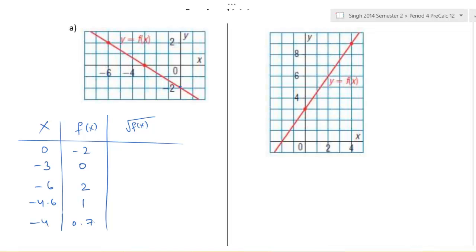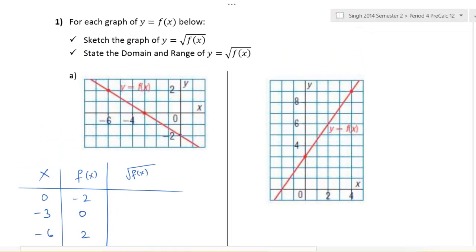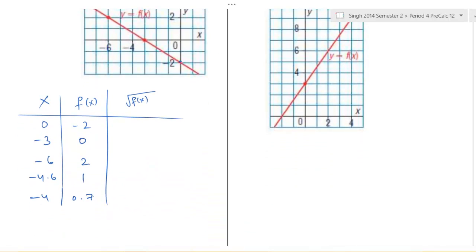What I want to graph now is the corresponding radical function. So I'm going to take f of x and I'm going to take the square root of f of x and see what happens. So using your calculator, you can go ahead and take the square root of f of x, and what you'll realize is this. For the first part, square root of negative 2 is undefined. Square root of 0 is just 0. Square root of 2 is approximately 1.4. Square root of 1 is just 1.